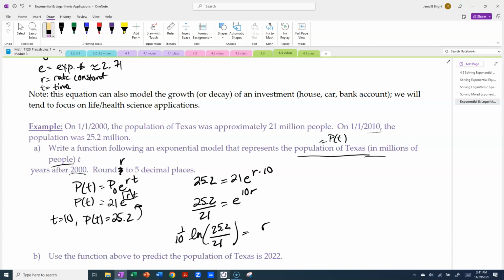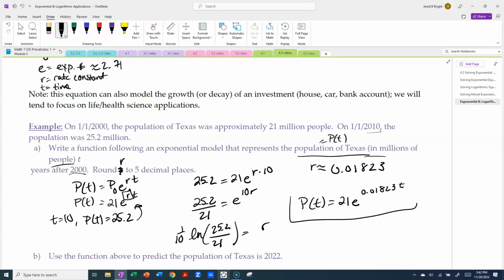Okay, so if we punch this into our calculator, we end up getting r is approximately, and it says round to 5 decimals, so 0.01823. Okay, so then my final model, my answer here is going to be P of t is equal to 21 e to the 0.01823, 5 decimal places, and then times t. My final answer needs to be in terms of t because I have a function of t, function of time, all right? And that's what my answer is going to look like, all right?